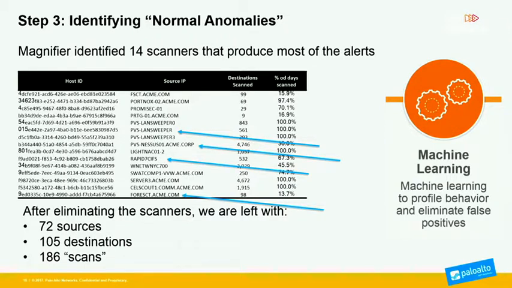After we eliminate these, we are left with 72 sources, 105 destinations, and only 186 scans. So now we got down from 21,000 to 186. But that's over 3 days. That's 62 scans per day, and that's still too much for a SOC analyst to handle, for the fact that he's very bored looking at port scans, like 60 port scans per day. So still unmanageable. So let's go forward.